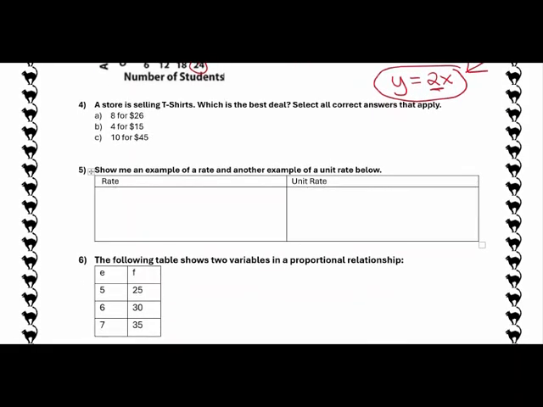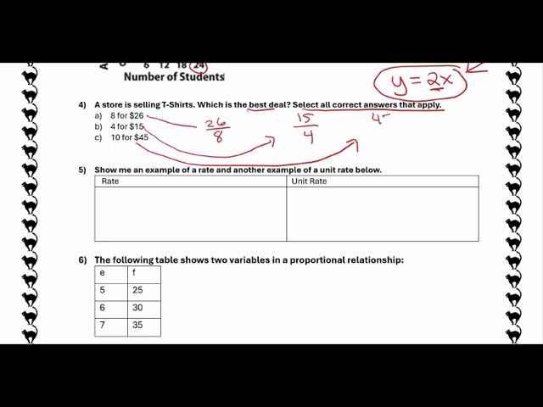All right, number 4. It says a store is selling t-shirts. What is the best deal? Select all correct answers that apply. All right, so money goes on top. So I'm going to do 26 divided by 8 for this one. For this one, I'm going to do 15 divided by 4. For this one, I'm going to do 45 divided by 10. And we'll see which one has the best price.